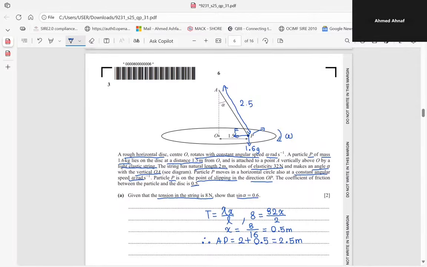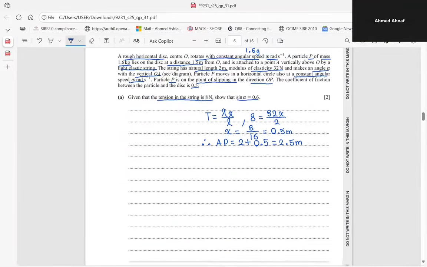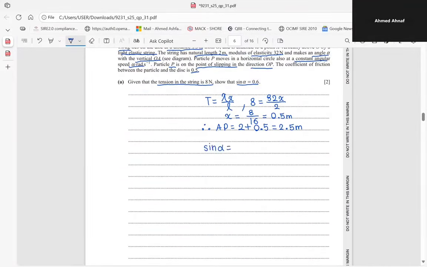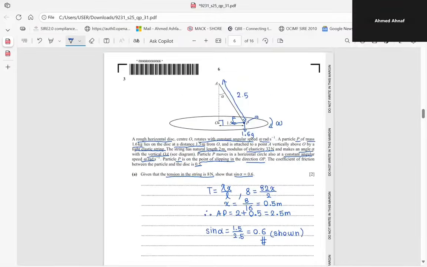Since we're given the radius 1.5 meters, we can use simple trigonometry because this is just a right angle triangle. So sine alpha equals opposite, which is the radius 1.5, divided by AP, 2.5. Type it into your calculator and it should give you 0.6. So shown. This is our final answer for this first part. Let's head on to the next part.